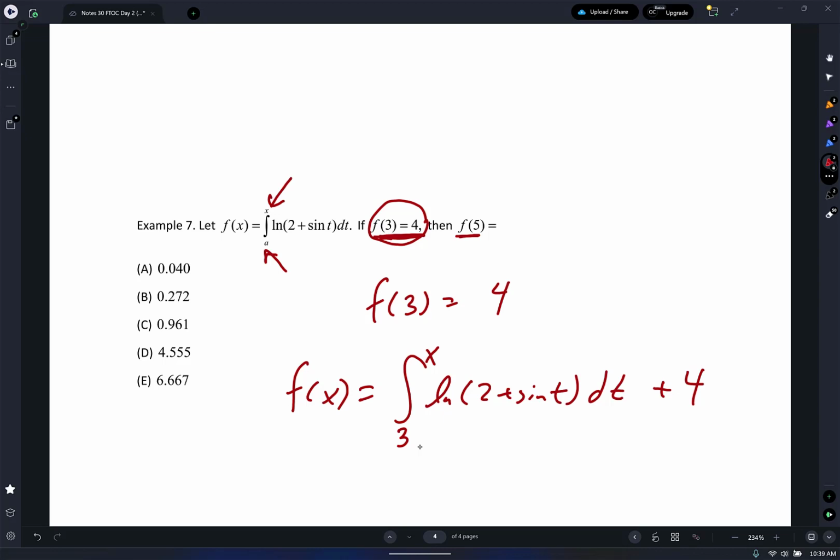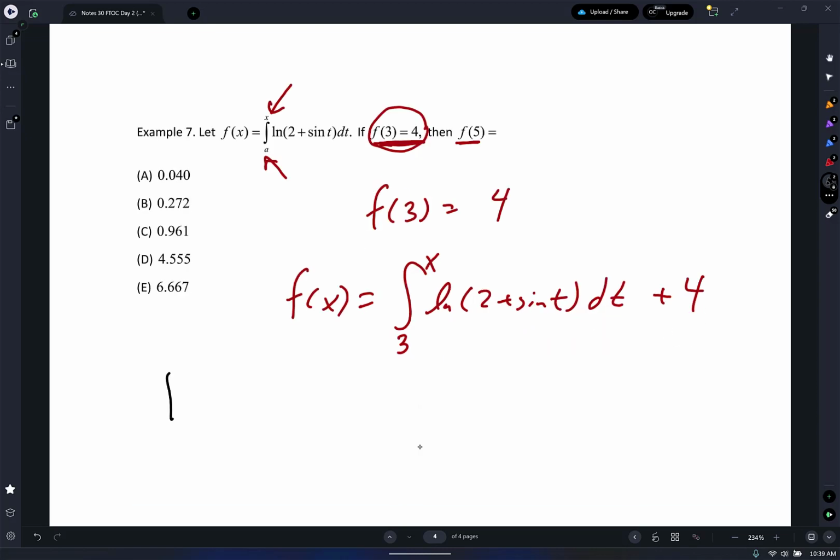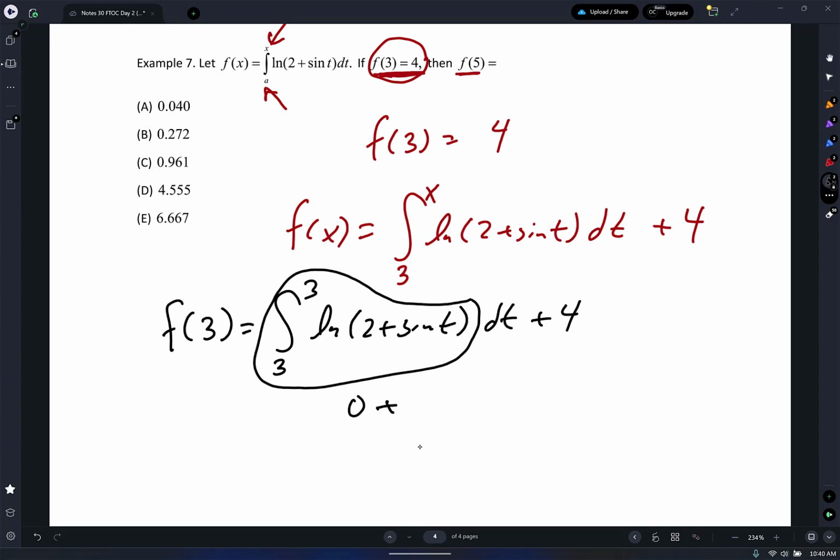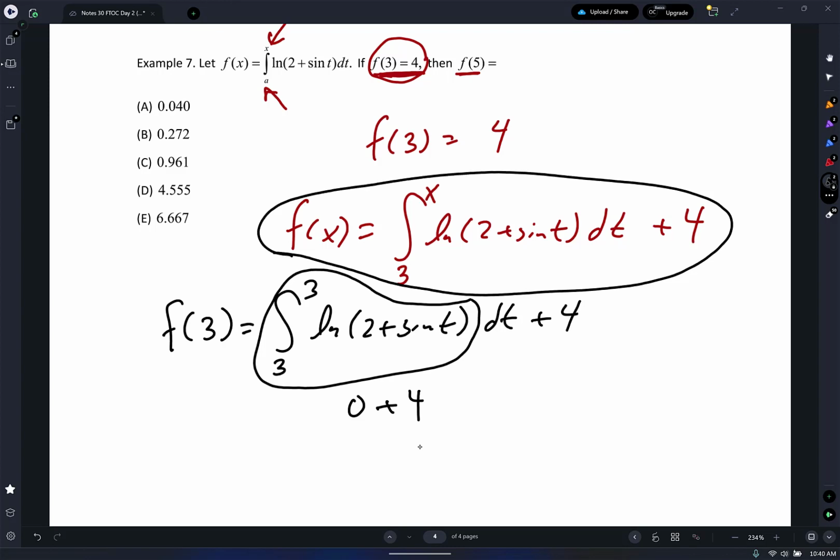Why? If I plug in a 3, look, guys, f of 3 is the integral from 3 to 3 of ln 2 plus sine t dt, plus 4. All this that I'm circling is just what? 0. And what's 0 plus 4? So did I make this function give me f of 3 equals 4? Yes. Now I can find any value I want.